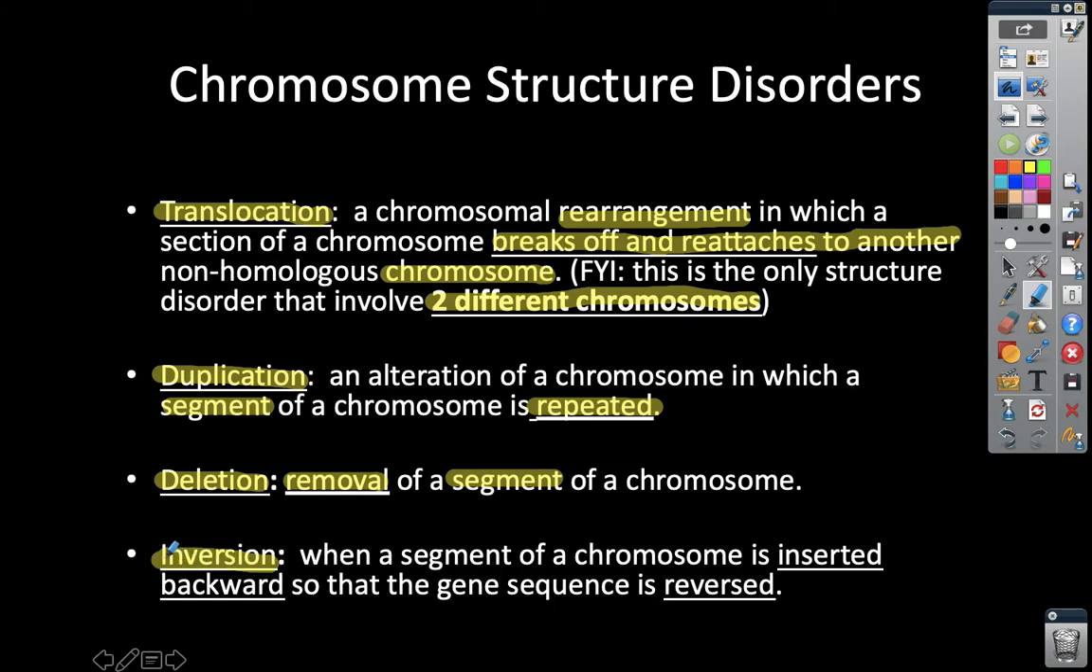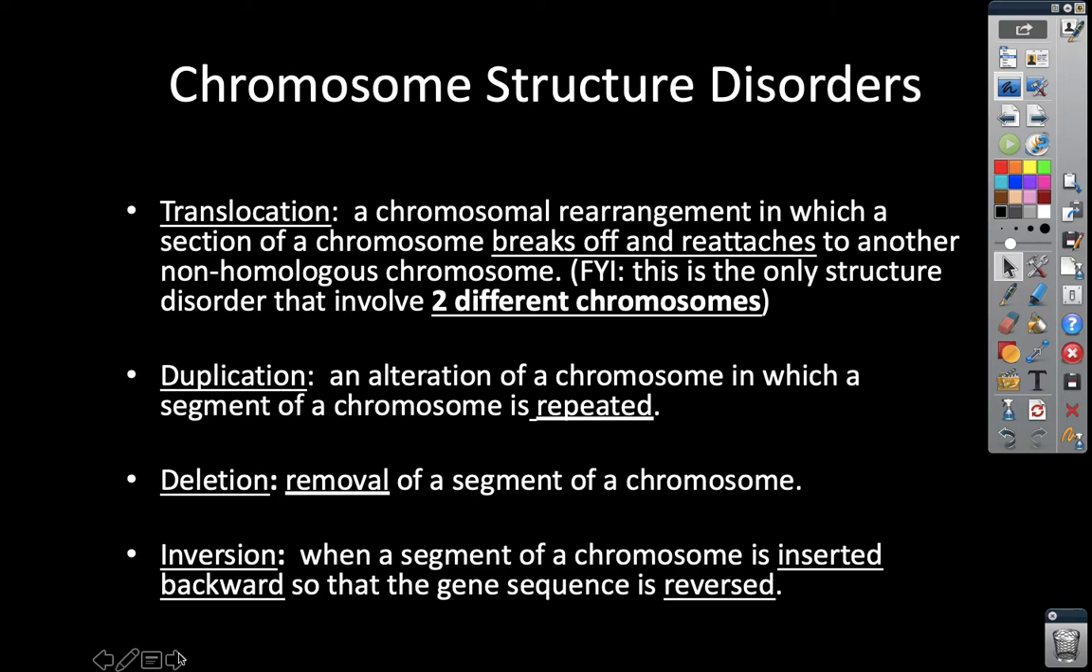So an inversion, think in reverse. So usually around the centromere, the segments of the chromosomes flip so that they're inserted backwards and the gene sequence is reversed. And this is a problem for the cell when it starts to try to transcribe a gene, for example. Everything will be messed up. So remember, there are 4 chromosome structure disorders: a translocation, a duplication, a deletion, and an inversion. Now let's take a look at the pictures of each of these.